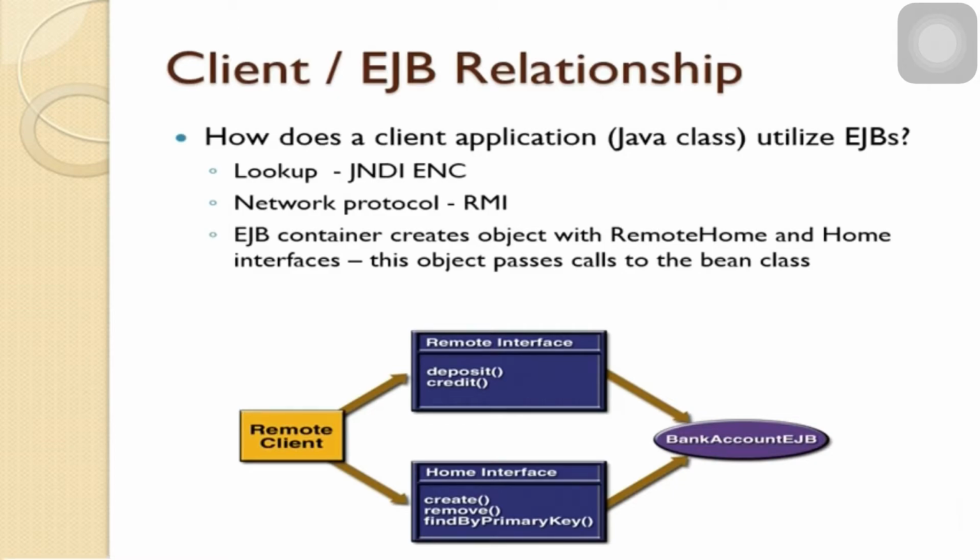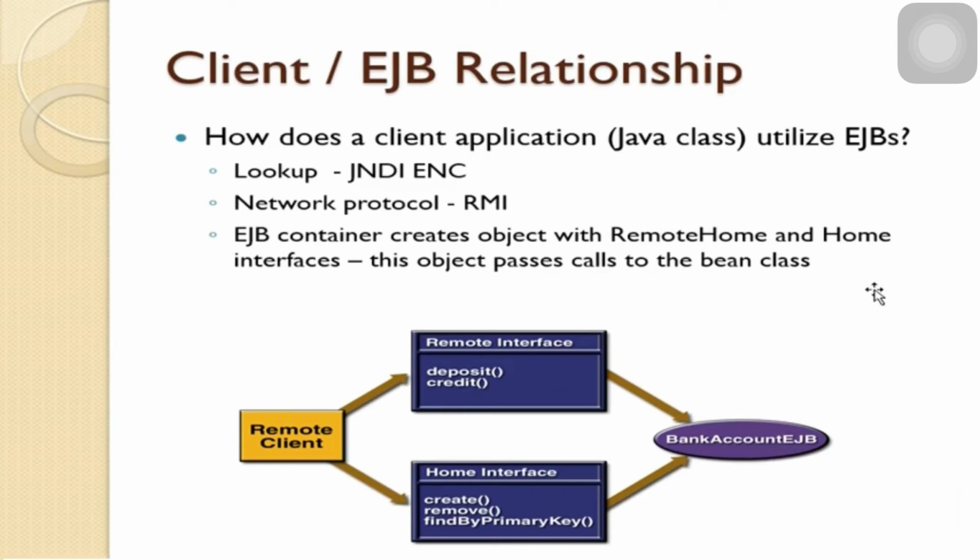So the EJB container creates an object with remote home and home interfaces. This object passes calls to the bean class. So we can see that the EJB container just creates this object with a remote home and home interface. These objects just pass calls to the bean class, means they just receive the request from the clients, and then transfer or pass these calls to the bean class. So we can see that these two objects just transfer or forward the request from the client to the actual bean class.